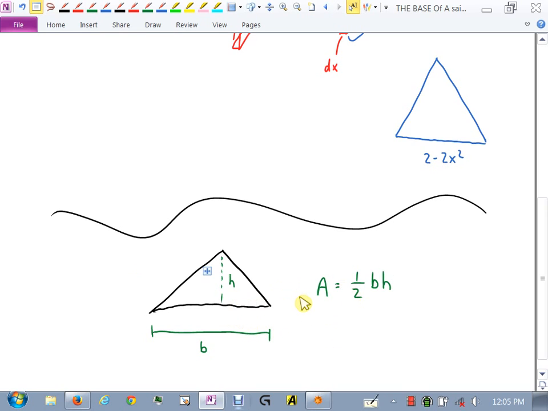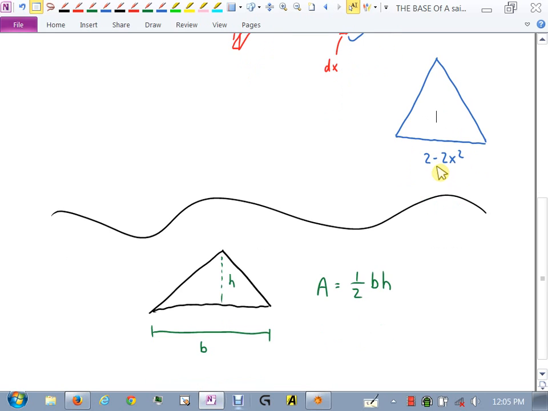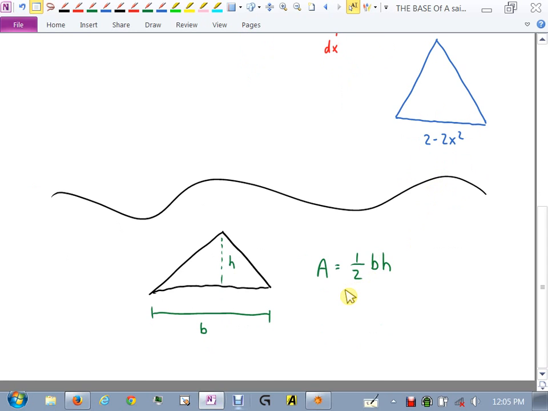Why is this formula not efficient for us right now? You don't know the height, right? Could you find the height? Sure, you could drop a perpendicular down, create a right triangle, and use the Pythagorean theorem, but we're not even going to mess with that, because there's another triangle formula from pre-calc that is much more useful here. If you know this side A, and this side B, and the angle between the two, then the area is 1/2 A times B times sine theta.